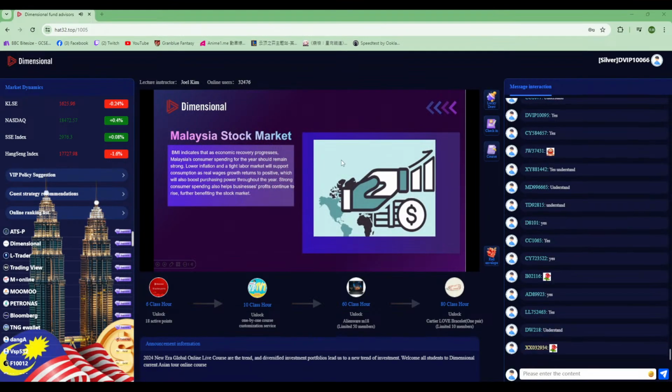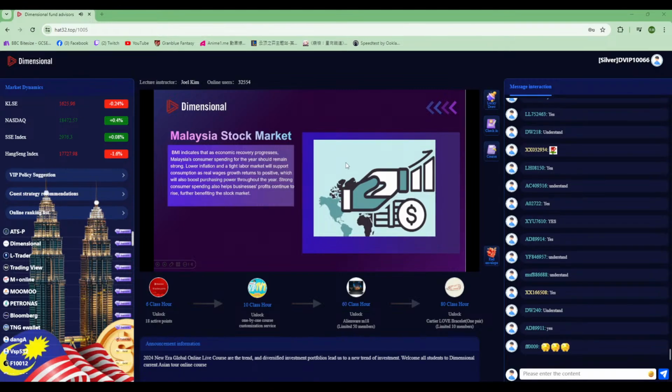Now, last night in the class, we discussed that over the past week, the Malaysia Stock Exchange recorded a net foreign purchase for the second consecutive week, right? Which is totaling 478.2 million ringgit. And this shows that foreign investors have been buying stocks steadily for 2 weeks.